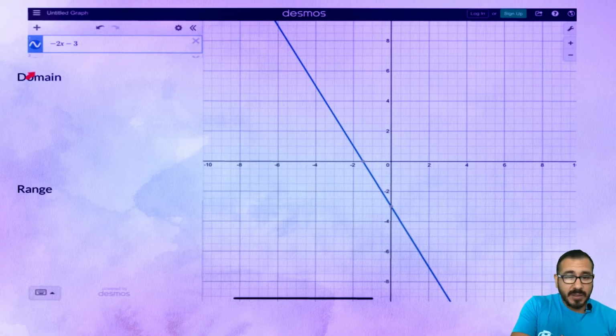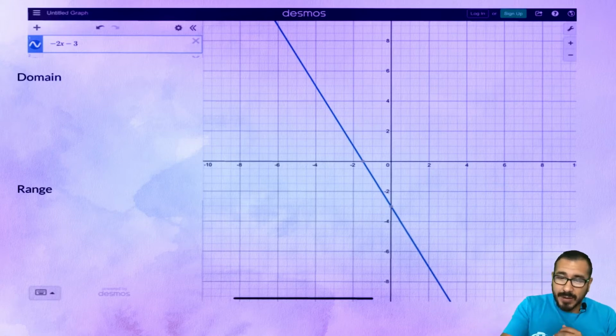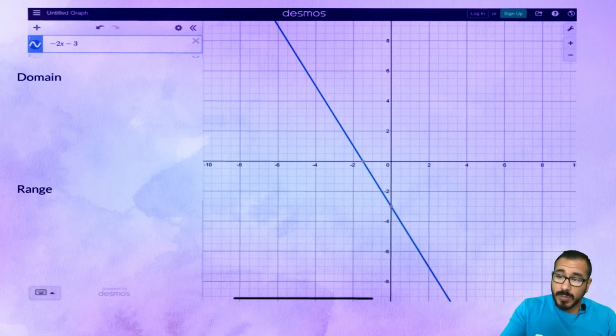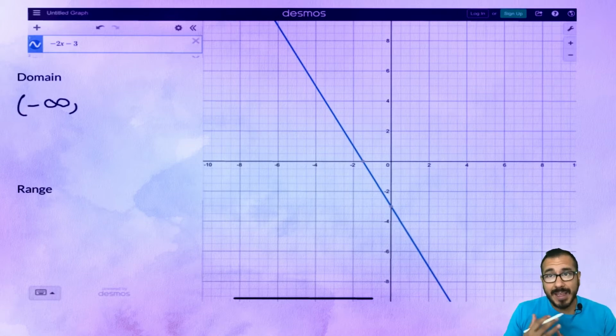So when we're thinking about the domain, what I want to remind you of is we're thinking about the x values. How far left does the graph go and how far to the right does the graph go? Keep that in mind. So how far to the left is this graph going? Well, if I were to continue to trace this, it would actually go on forever to the left. So our domain, we start off with how far to the left is it going? Well, it's headed towards negative infinity. We want to use these parentheses because we know we're never going to get there.